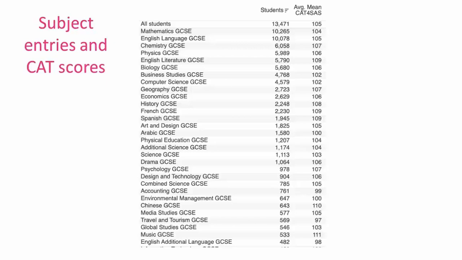So for example, it's interesting to see English literature. The students doing English literature tend to have a higher CAT score than those doing English language. All students are pretty much doing English language, and then perhaps some of the students with higher ability are doing English literature. Similarly, you've got some subjects that are being taken by students with lower CAT scores, for example, accounting GCSE down there towards the bottom.